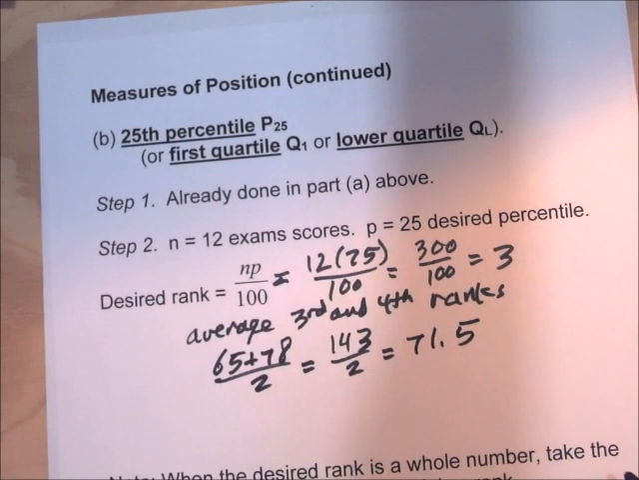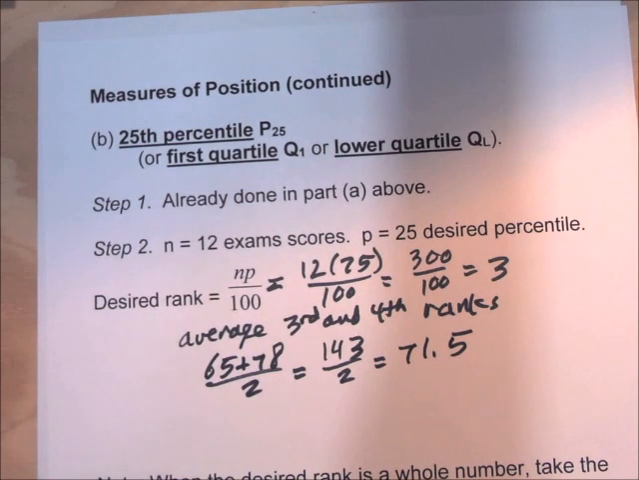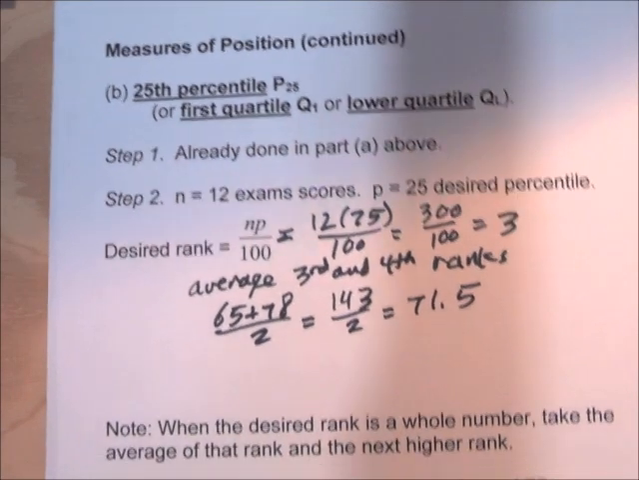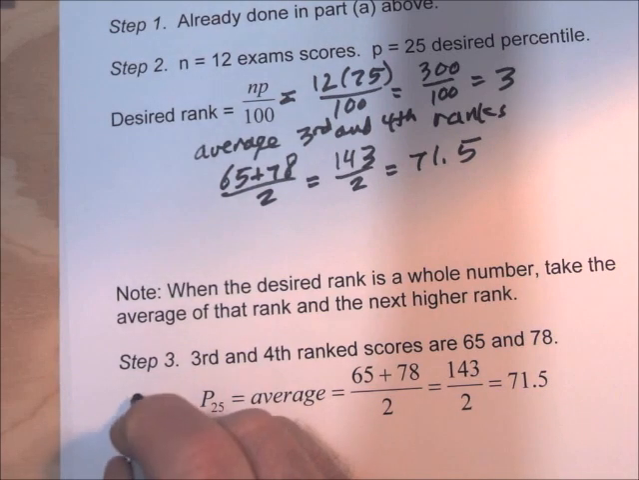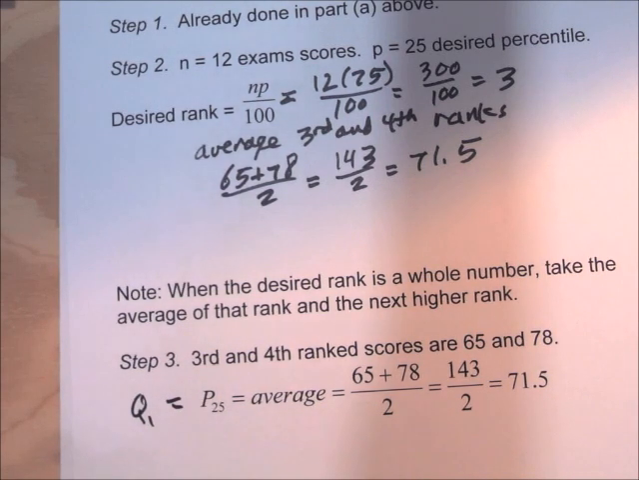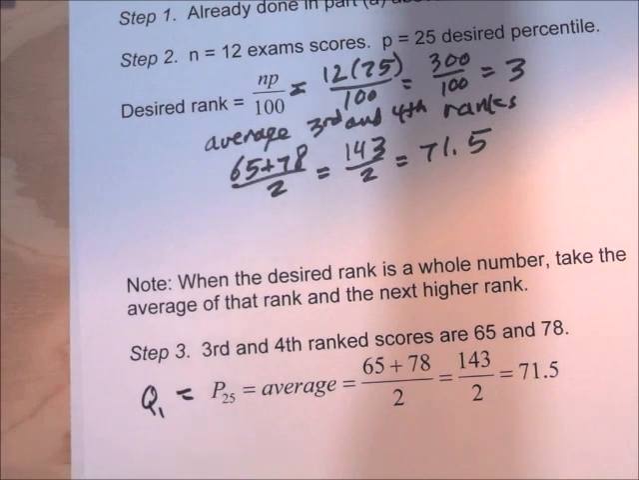So our 25th percentile. Now, if it's more than 25% of the data, that's going to be more than 1/4 of the data. So that's also called the first quartile. So P25 is also equal to Q1, the first quartile, and it's 71.5.